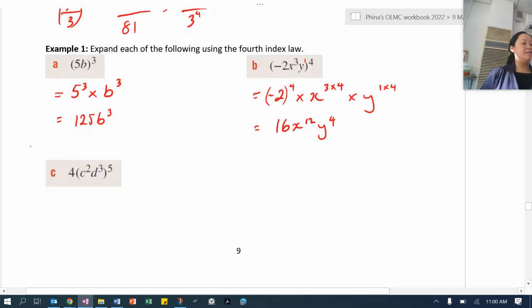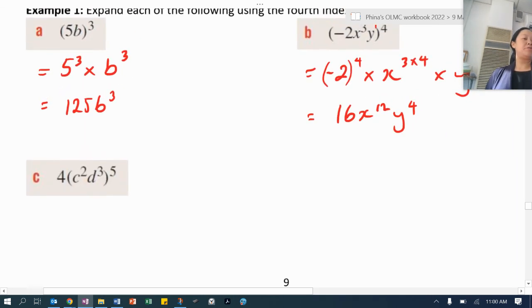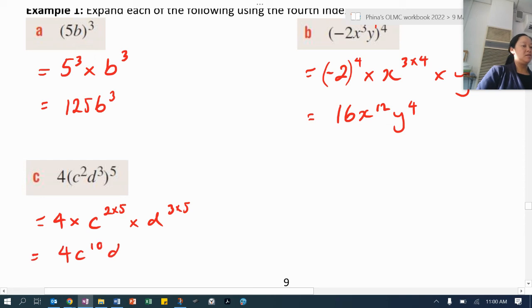Okay, then C, we've got 4 bracket C squared D to the power of 3, all to the power of 5. Now, the power of 5 does not apply to that 4. So we just write that, and I'll just put a times sign next to it just to write it out. We're using that third index law again. So C 2 times 5 times D 3 times 5. So that will make 4C to the power of 10, D to the power of 15.